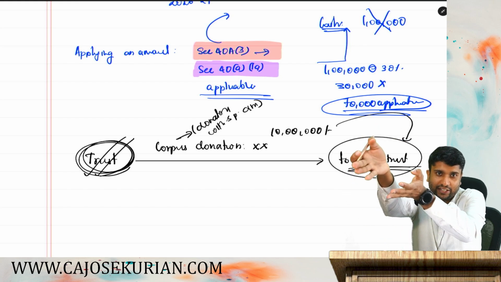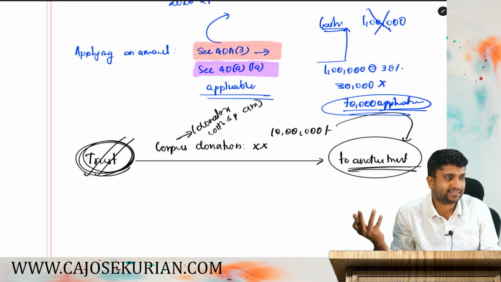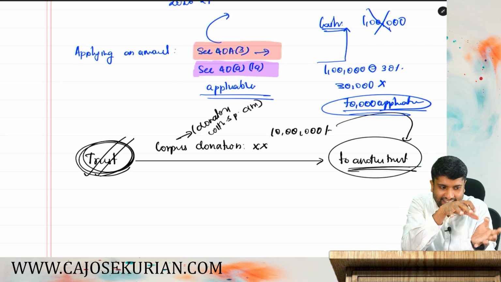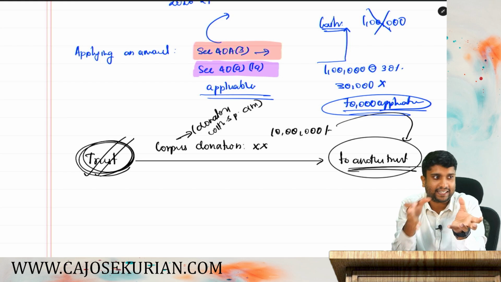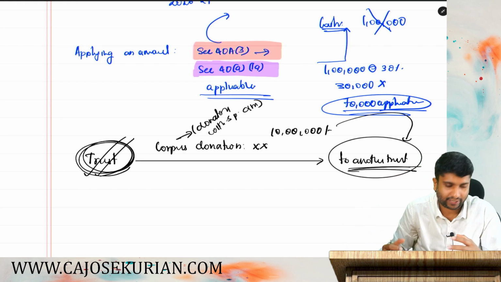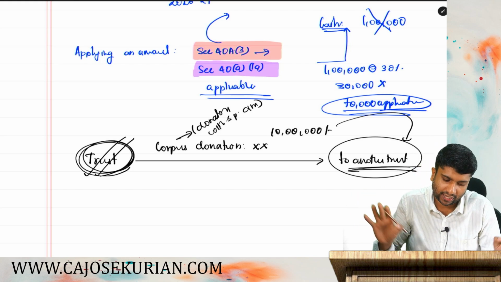That another trust will give a corpus donation to the donor trust. Then both the incomes will go untaxed. Yes or no? This is the way that a certain trust will design their transaction so that they can avoid the impact of taxability. So it is not like that. If you are giving any corpus donation to another trust, it is not allowed as deduction.